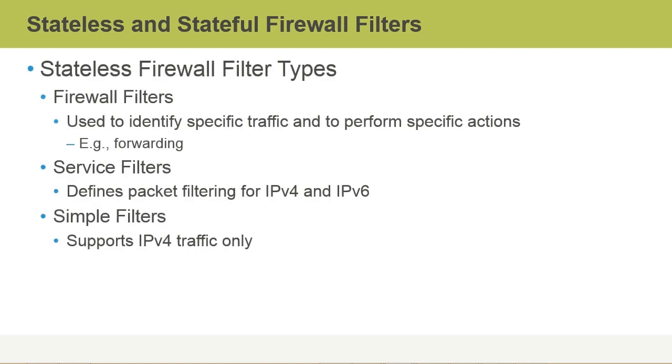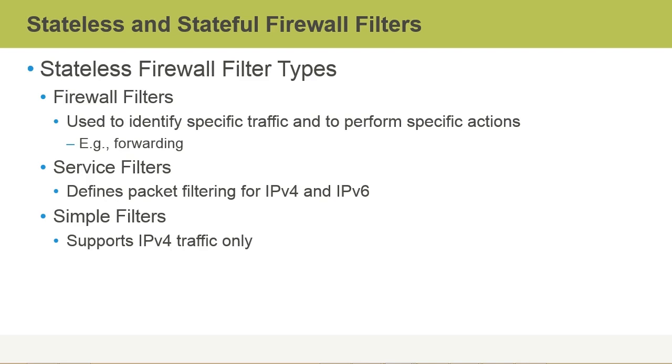There are different types of stateless firewall filters. There's what we call the standard firewall filter, which is used to identify specific traffic and to perform specific actions against that traffic. So there are standard rules that we program on the device that say, if the traffic coming in is traffic type A, then let's forward that packet over to this location, or let's discard that packet.